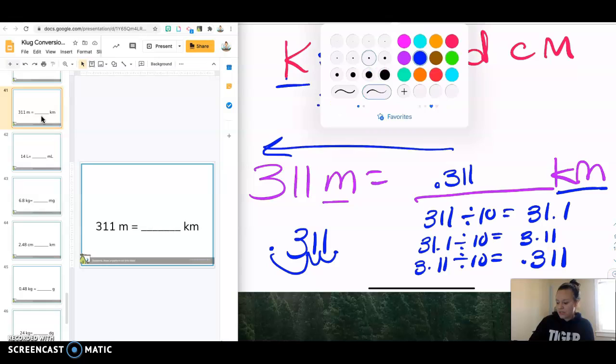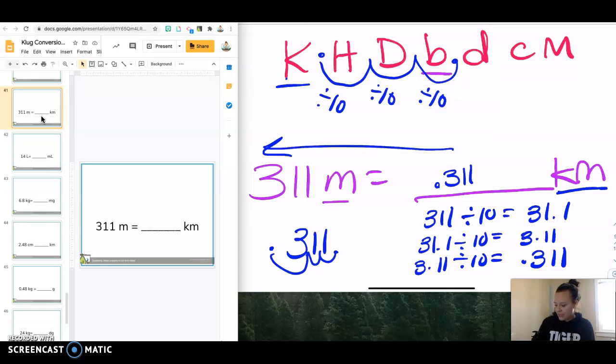Remember that there's a pattern that we can see here, right? We see that this decimal is just moving over 1, and then it's moving over 1 more, and then 1 more. So we see that pattern of the decimal. All right, we're going to do another practice problem.